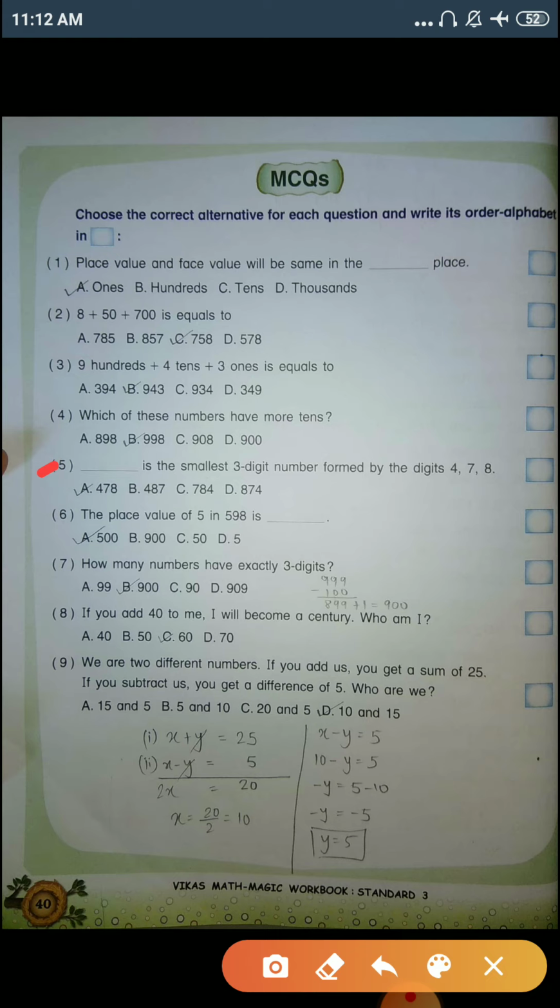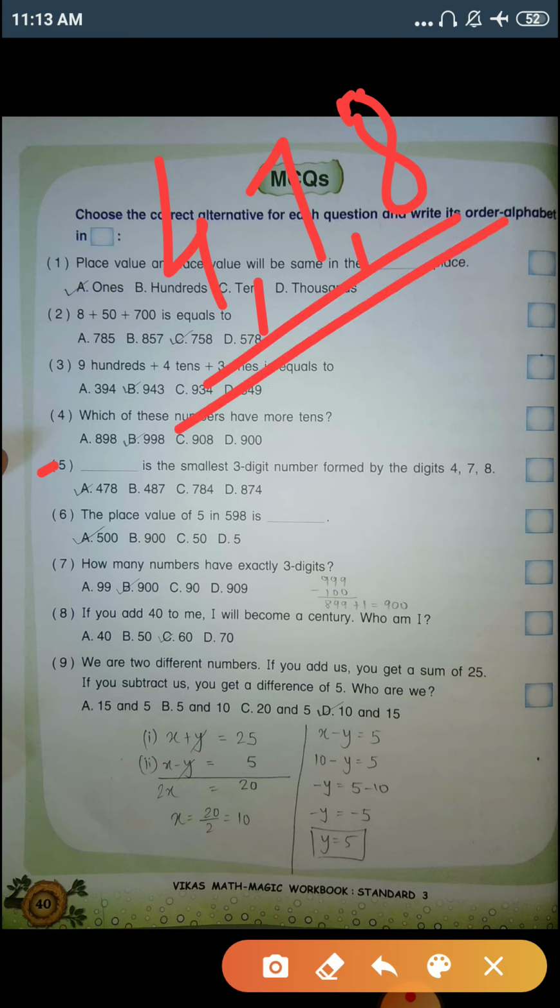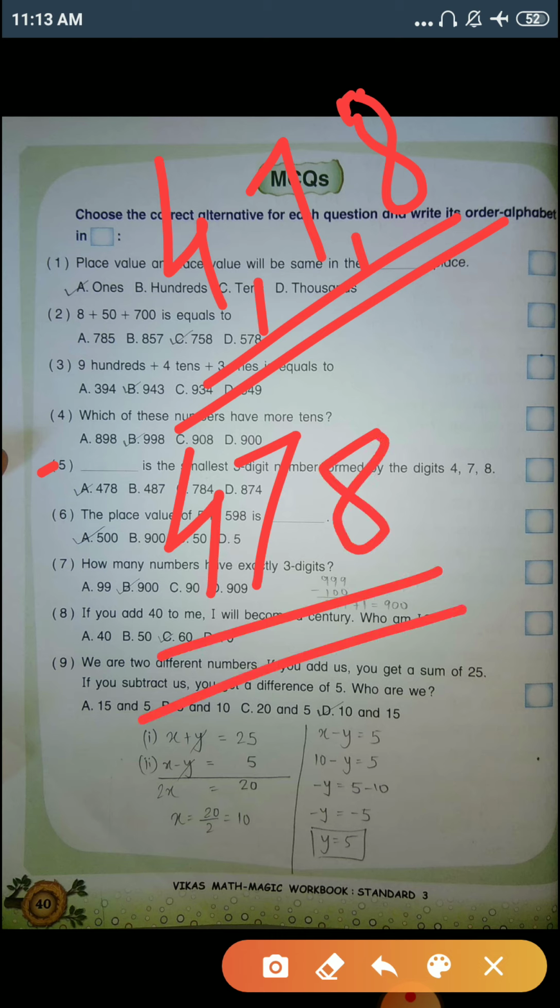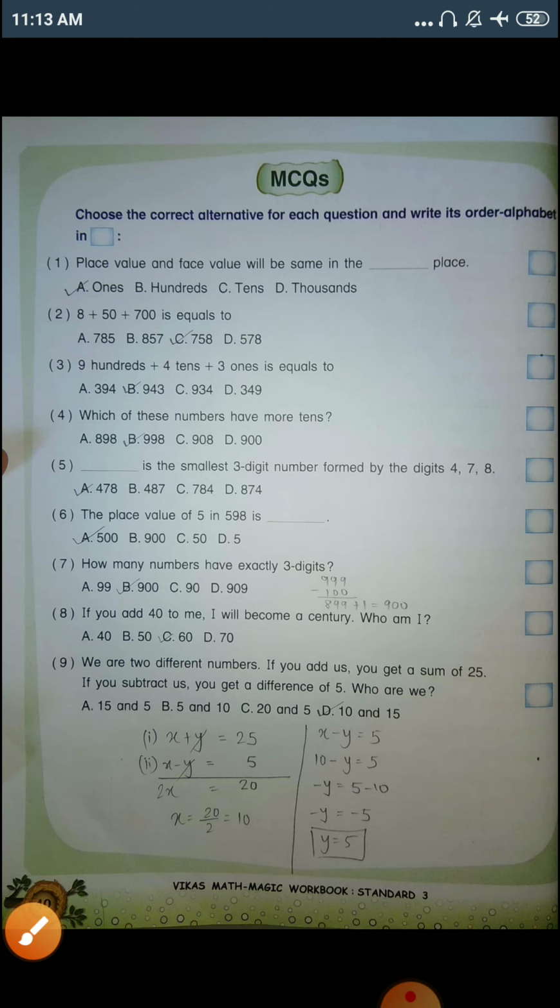Now number 5. Dash is the smallest 3-digit number formed by 4, 7, 8. For finding out the smallest number, we just need to arrange these numbers in ascending order. Okay, so first will come 4, then 7, then 8. So 478 is the smallest number using these 3 digits.